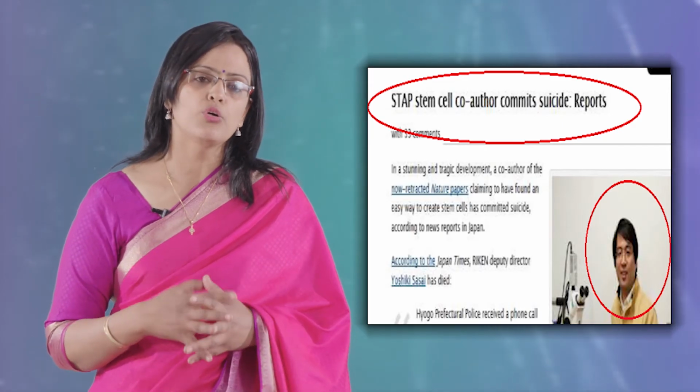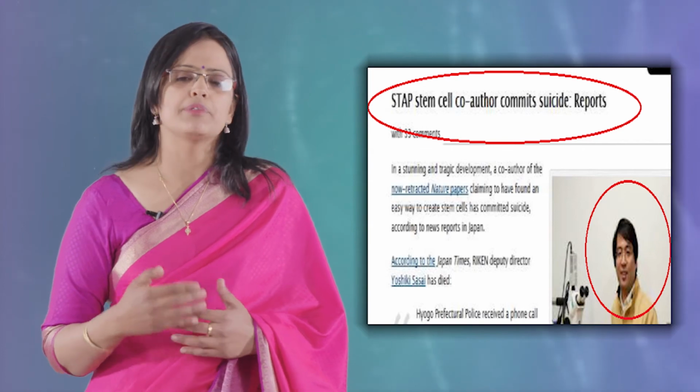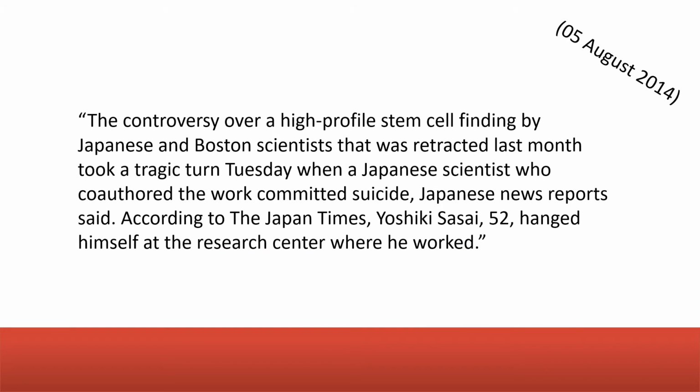In another case, a co-author of retracted stem cell papers committed suicide, and this news was flashed on August 5, 2014. The controversy over a high-profile stem cell finding by Japanese and Boston scientists that was retracted took a tragic turn when a Japanese scientist who co-authored the work committed suicide. According to the Japan Times, Yoshiki Sasai hanged himself at the research center where he worked and left 2 suicide notes and 3 other notes.